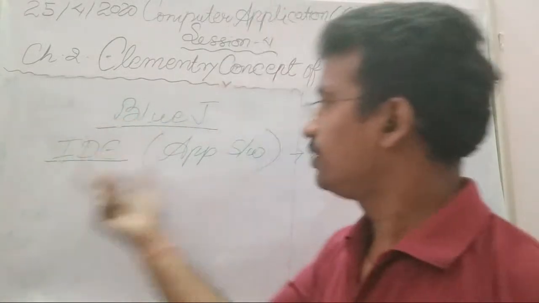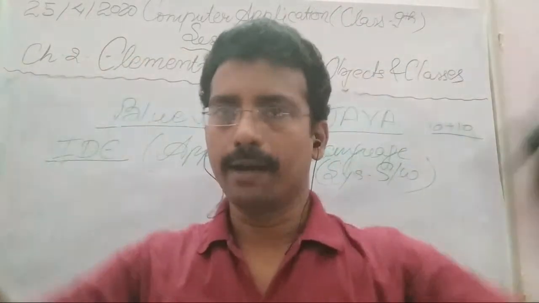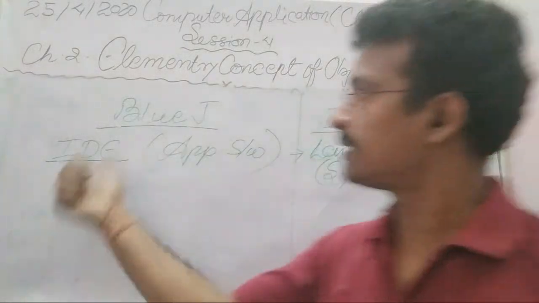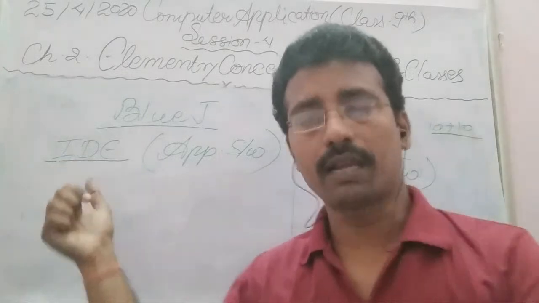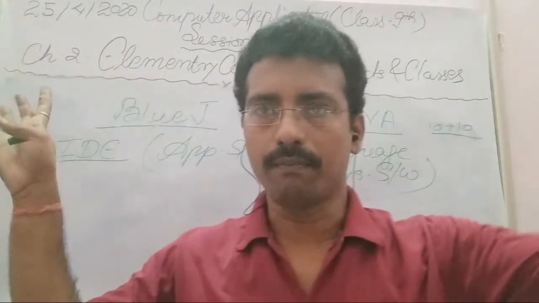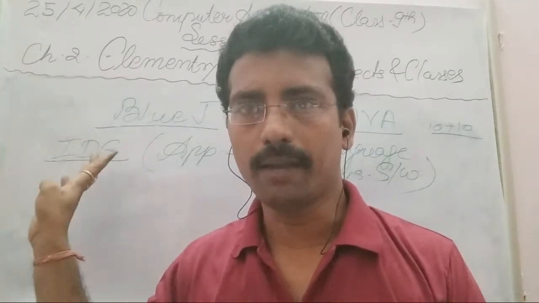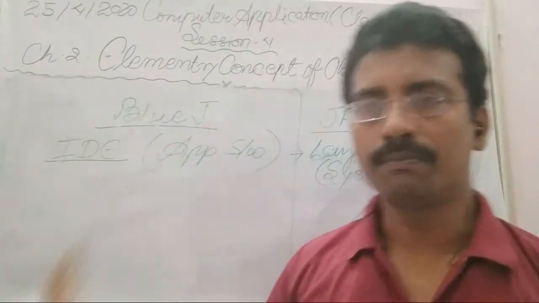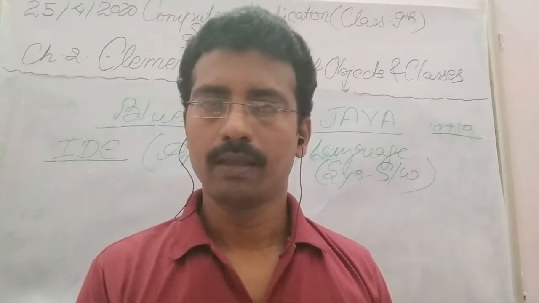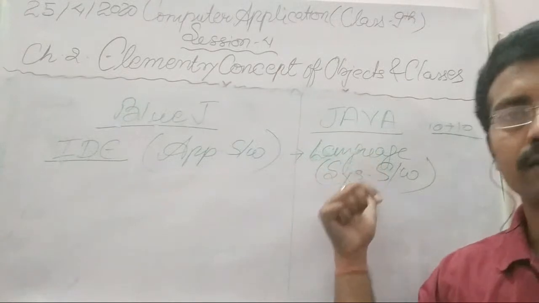Clear? So BlueJ IDE is an application software. Make a common idea: it is an application software, Java is a language, and this IDE only works because Java is in the background of BlueJ. If Java is removed from the computer, BlueJ will never start. Is it okay? So this way, BlueJ is working in our computer. This is an application software, the IDE, and this is a language and system software.